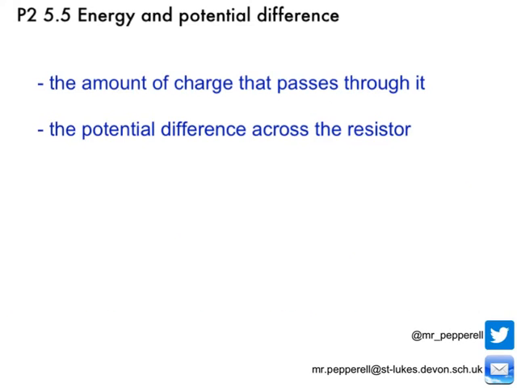Now let me just say that this bit of content will only feature on the higher tier paper, so if you find this a little bit more challenging, that's why. Thinking about resistance and energy transfer, the amount of energy that transfers to a resistor in a certain time depends on a couple of things. Firstly, the amount of charge that passes through the resistor, and secondly, the potential difference across that resistor. These two factors are related by a little bit of maths, so let's see how we can get to the equation that links them.